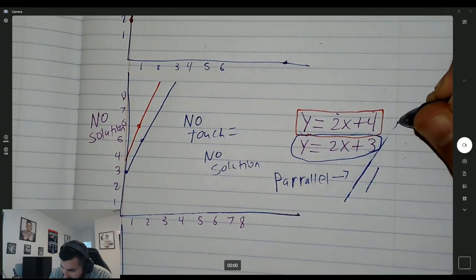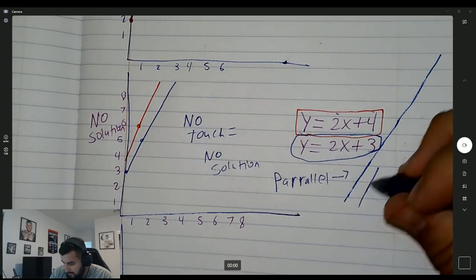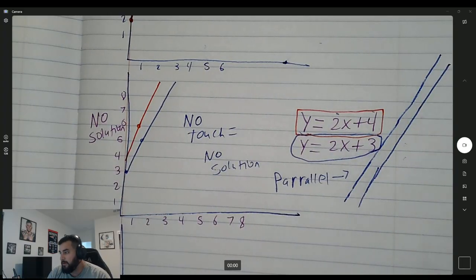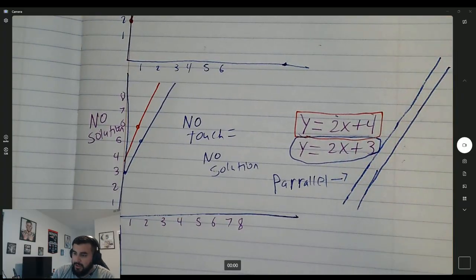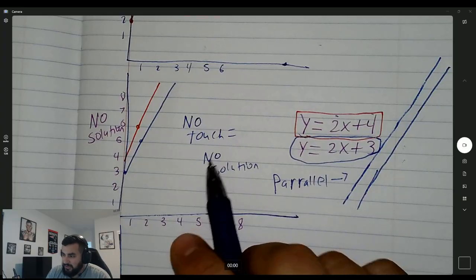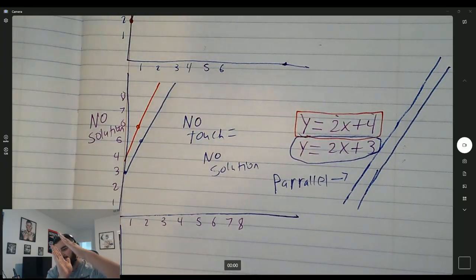So if I draw these lines like this, right, they'll never touch. Even if I draw this forever, they will never touch. Okay? So one more time, no touch means no solution. And your keyword is parallel. Parallel, the hand symbols like this. Okay, I know we do hand symbols in class. Parallel means the lines will not touch.